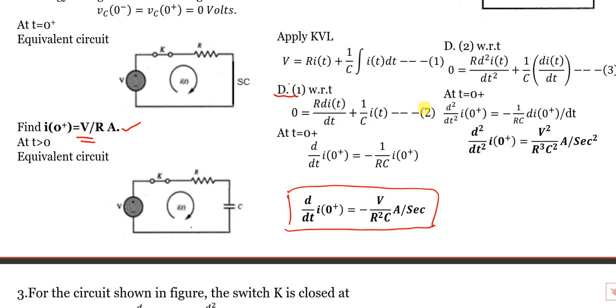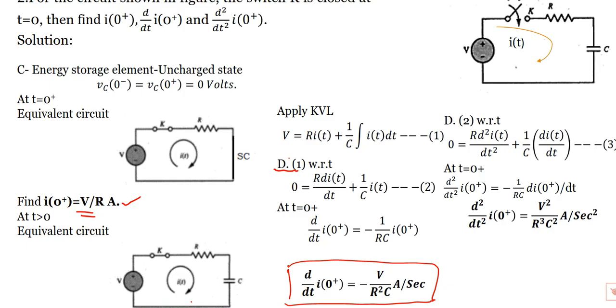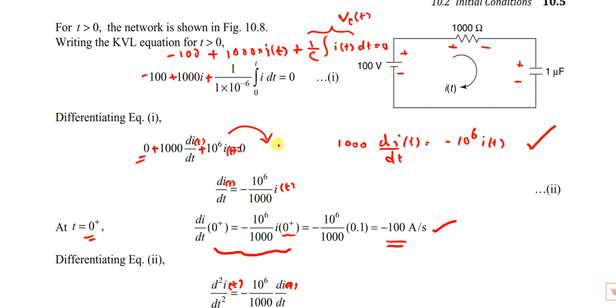And to get d²i by dt square, once again you have to differentiate this equation. Then you will get d²i by dt square is equal to minus 1 by RC, di by dt at 0 plus. Di by dt at 0 plus value is minus V by R squared C, and again it is multiplied with 1 by RC. So it becomes V by R cube C squared. This is plus now. Same values. This is the general equation, and that was with some values. Okay. Thank you.